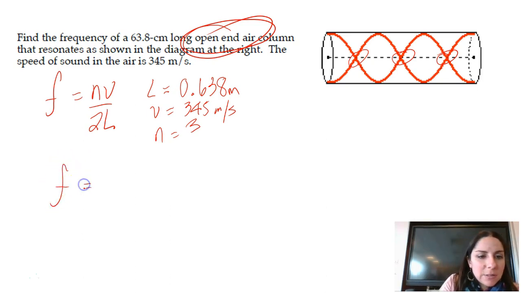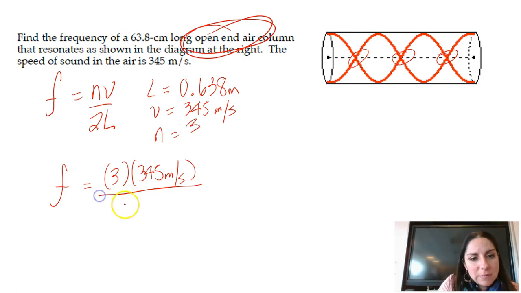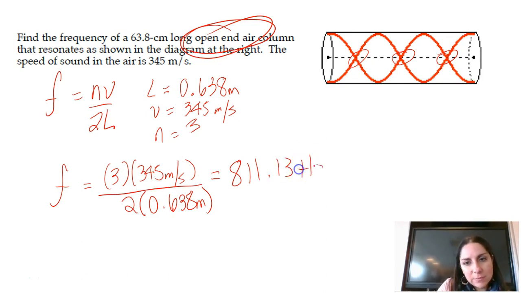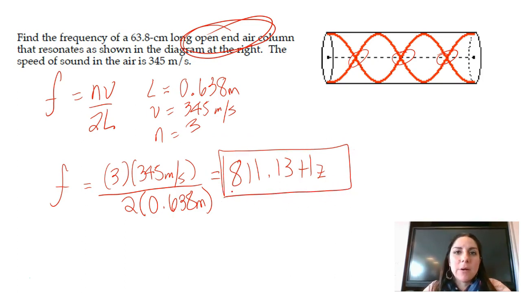So f is going to be the harmonic number, which is 3, times 345 meters per second divided by 2L. So let's go ahead and solve that out. So 3 times 345 divided by 2 divided by 0.638. The value you get is 811.13 hertz. Like that. And that is our answer for that.